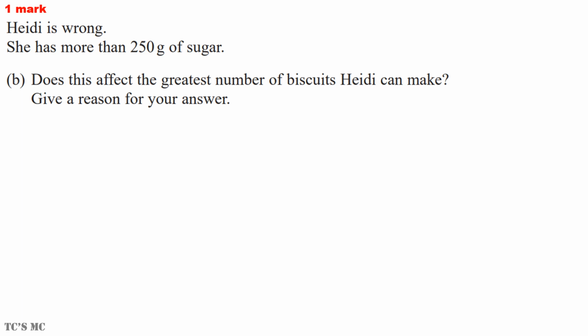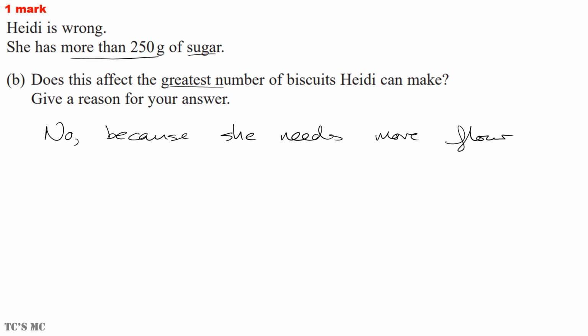Heidi is wrong. She has more than 250 grams of sugar. Does this affect the greatest number of biscuits Heidi can make? Give a reason for your answer. We will say no, because she needs more flour to make more biscuits. And for writing all of this, we now have 1 mark.